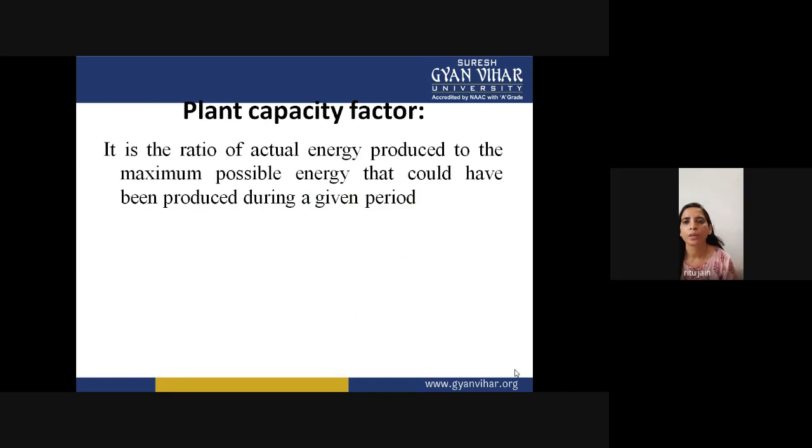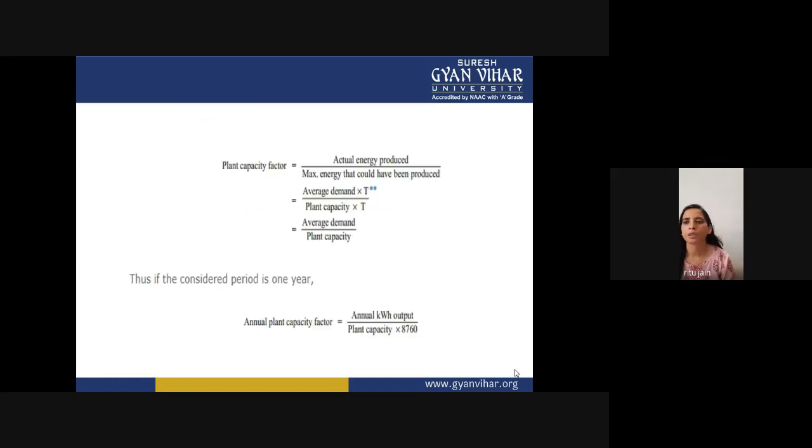Now next come to the point which is very important, plant capacity factor. It is the ratio of actual energy produced to the maximum possible energy that could have been produced during a given period. So the formula for plant capacity factor is equal to actual energy produced divided by maximum energy that could have been produced. Suppose a plant has the capacity to produce 500 megawatt, but it is producing 400 megawatt. So 400 megawatt is divided by the maximum 500 megawatt. This defines the plant capacity factor.